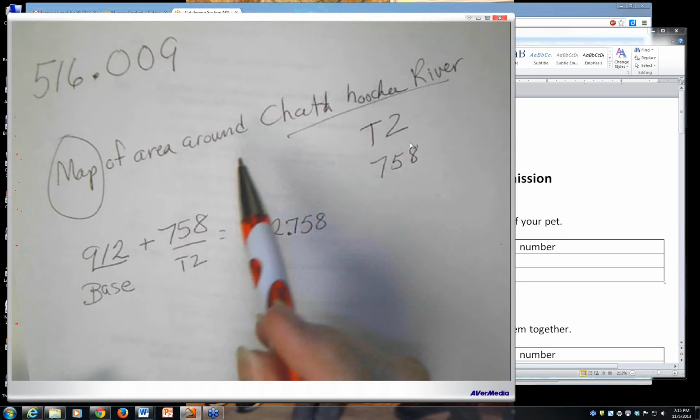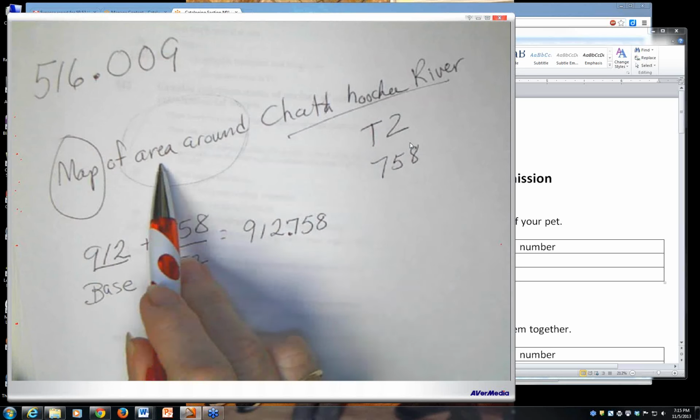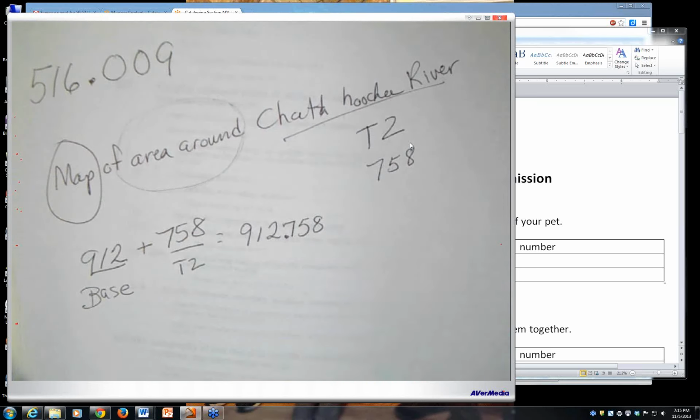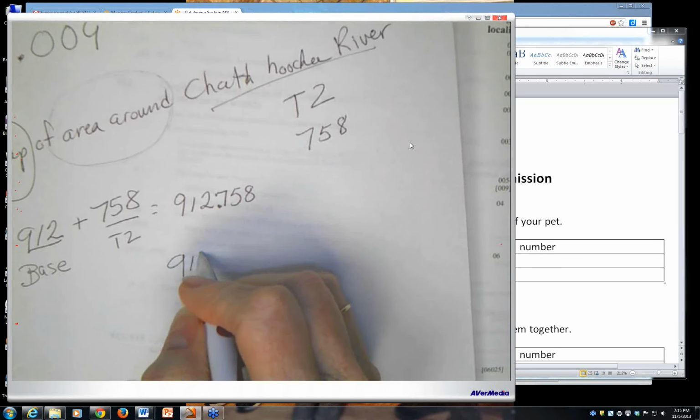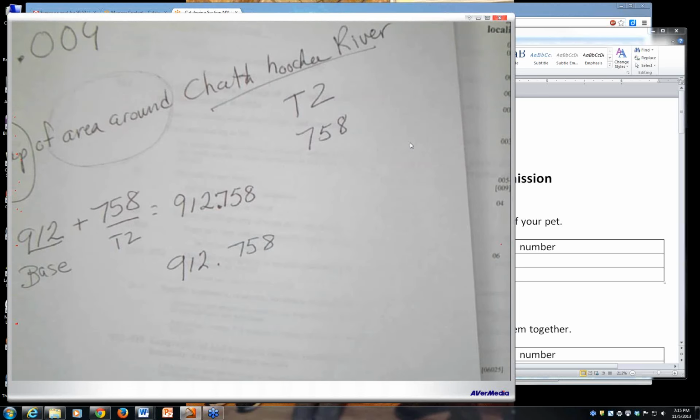Now the area around it, if you actually said, well, Dr. Snipes, it's the area around it, it's not the river itself, so it's Georgia. Fine, not a problem. 912.758 is actually the number for Georgia.